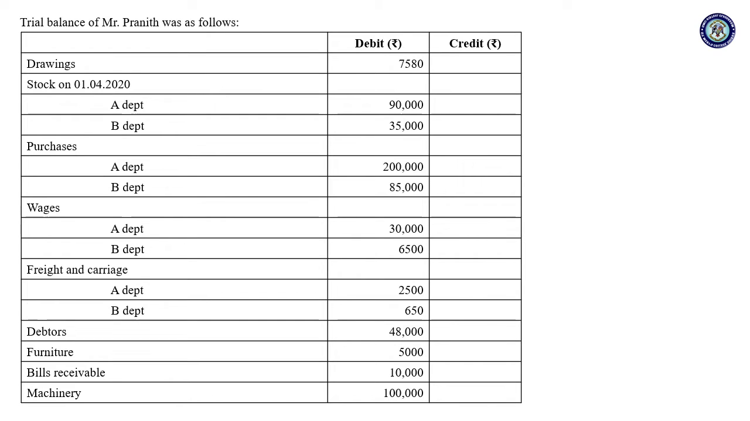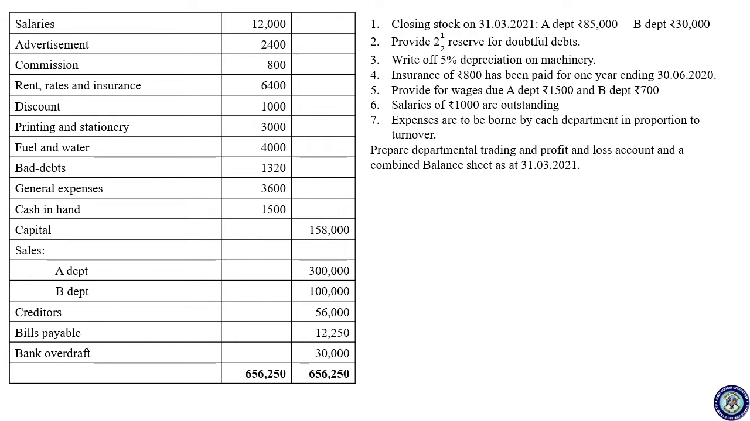So after this you take down the continuation part of trial balance. So it's a continuation part.